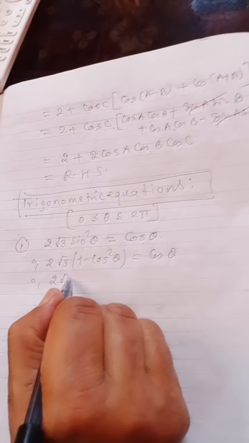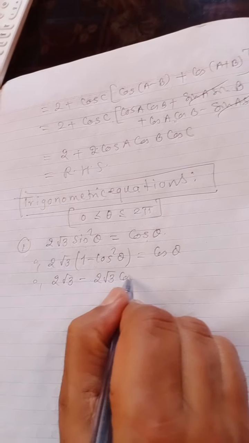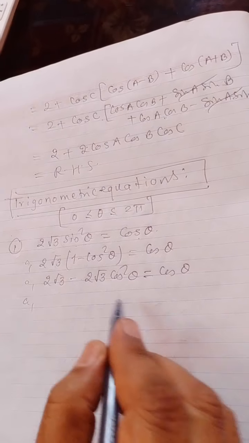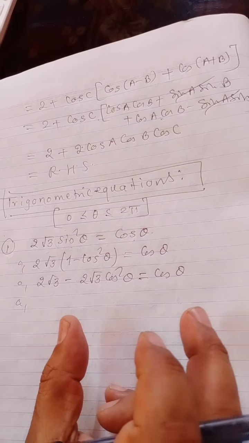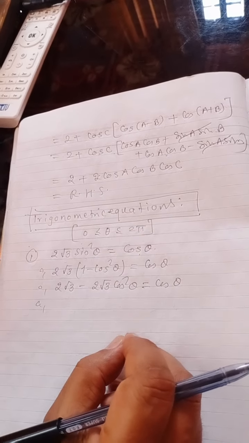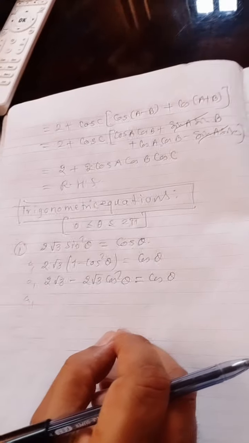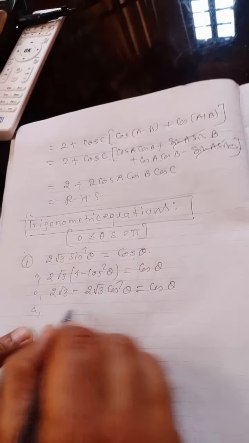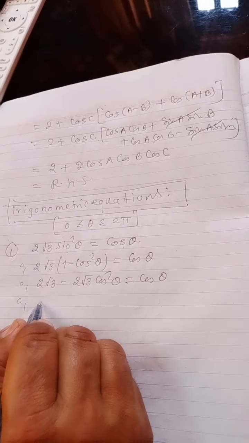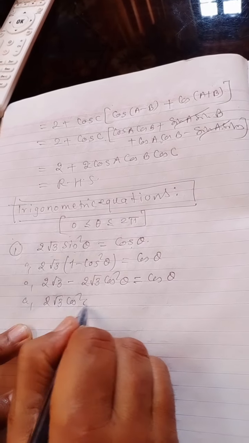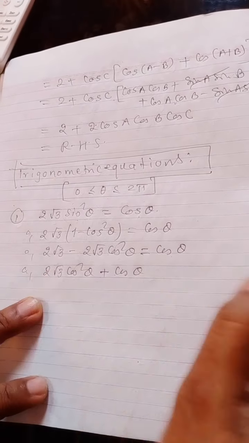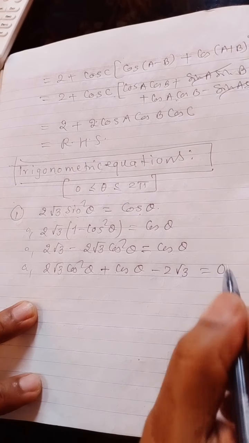Now 2 root 3 minus 2 root 3 cos square theta is equal to cos theta, and all the terms have to be taken in one side and the right hand side should be made 0 to solve the identities. Yesterday in algebra also I have already told you. That's why we have to take them on the same side but in order: 2 root 3 cos square theta, we have to change this to the other side, plus cos theta is here, then 2 root 3 becomes minus 2 root 3 equals to 0.